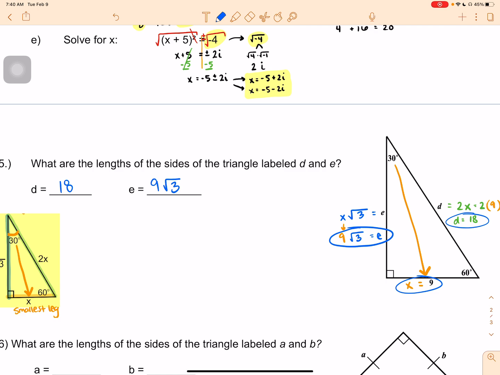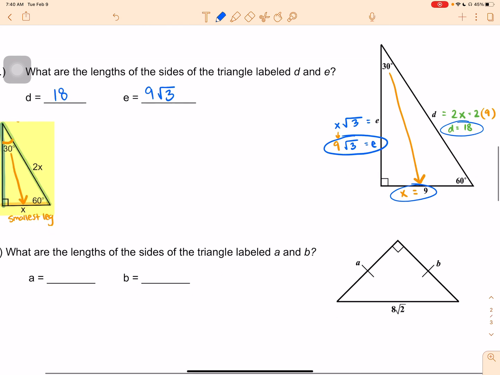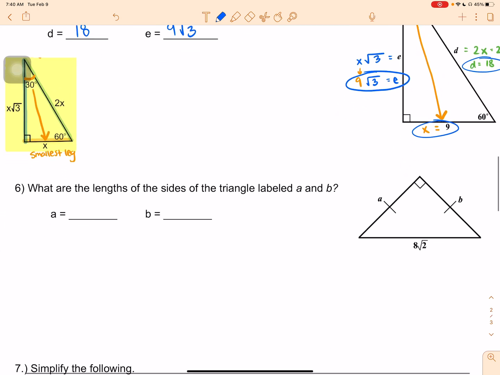And you can always just leave them in exact form. Don't try to multiply it out to a decimal. Okay, so there's that one. So now let's look at number 6.